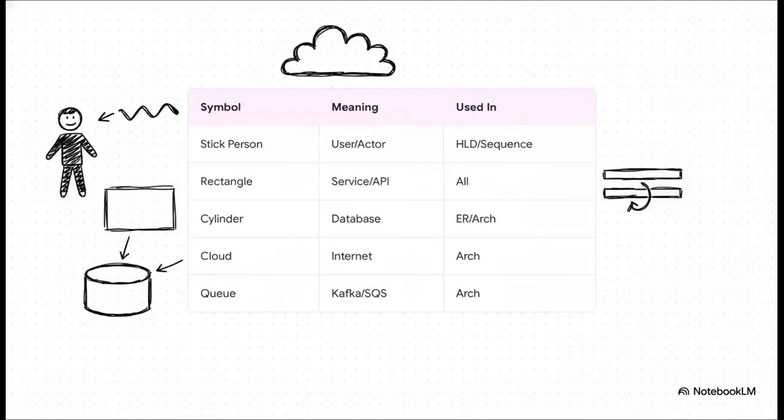Now, standardizing your visual language is absolutely crucial. You really don't want to be up there inventing shapes on the fly while the clock is ticking. Keep it standard. A stick person is always a user or actor. A simple rectangle represents a service or component. You're going to use this one everywhere. A cylinder, that instantly tells the interviewer they are looking at a database. A cloud is the internet or your AWS environment. And those parallel bars or a little Q shape, that immediately signals a message broker like Kafka or an SQS queue.